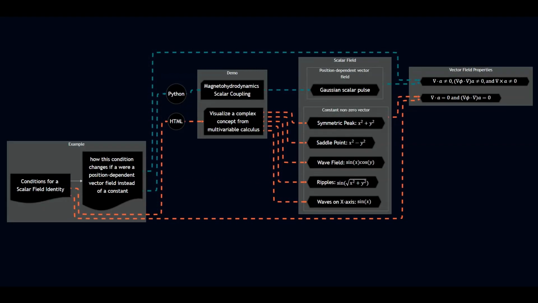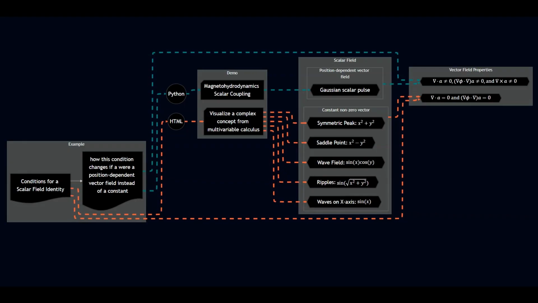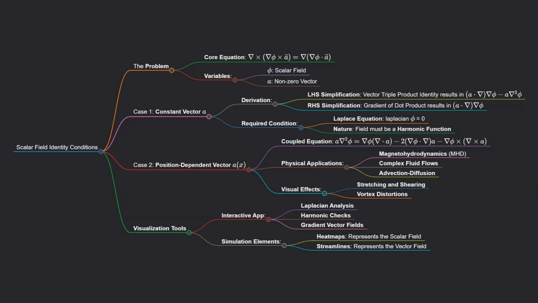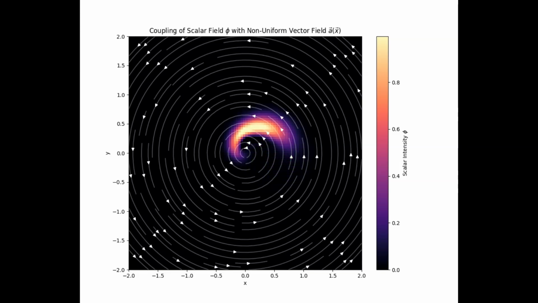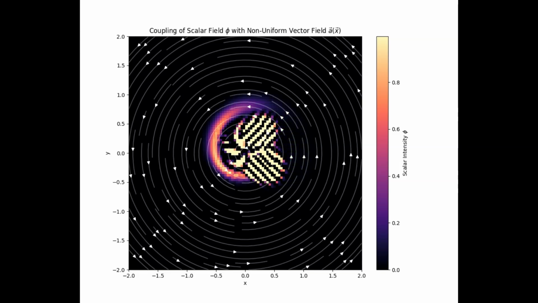It describes the fundamental behavior of the physical world. Magnetohydrodynamics in fluids. These rules govern how properties like heat or chemical concentrations are transported through complex fluid flows or magnetic fields.